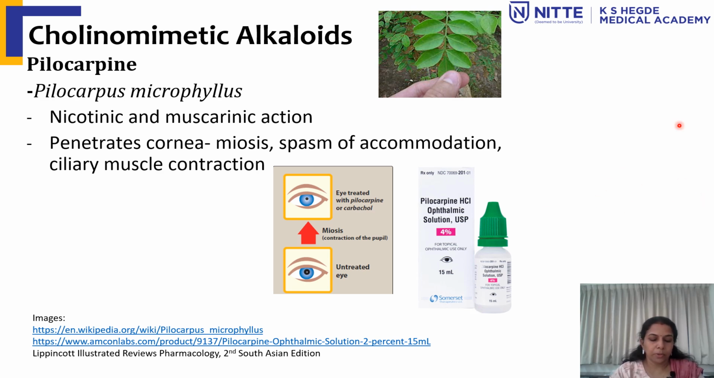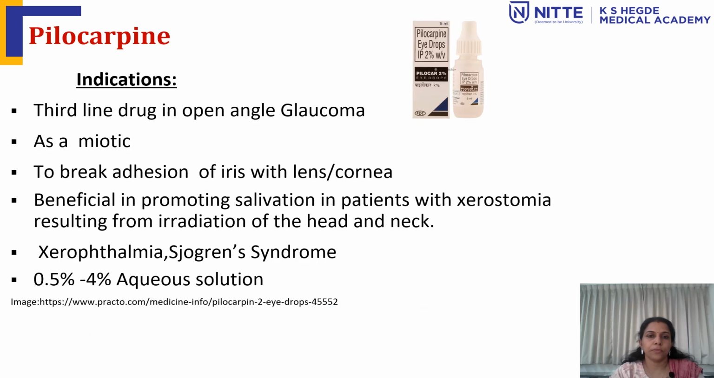Now about the uses of pilocarpine. It is a third line drug used in open angle glaucoma as well as angle closure glaucoma. Why is it being recommended in glaucoma? It acts within minutes, and it helps to lower the intraocular tension or intraocular pressure in the eye. By acting, it helps in the drainage of the aqueous humor, so it is a choice of emergency for lowering the intraocular pressure.